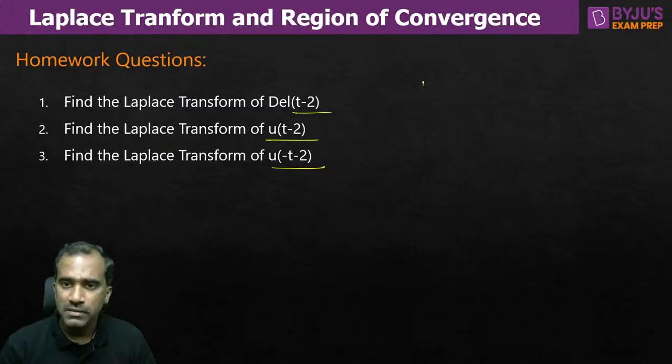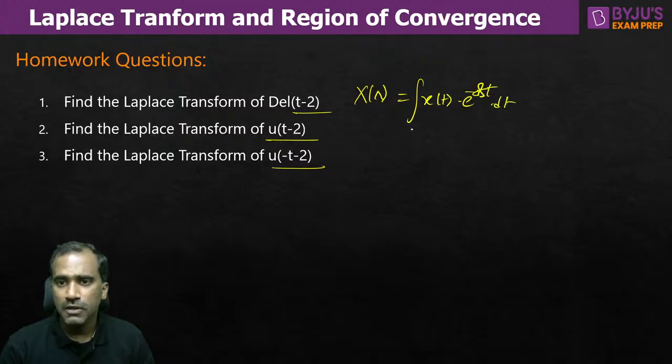Don't use any properties because I want you to understand the basic meaning of the Laplace transform and its region of convergence by using the basic formula. This formula, with e to the power minus st, is what you have to use to find the Laplace transform and region of convergence. Without region of convergence, the answer is incomplete. Is that okay? When you're evaluating this formula itself, you'll get the region of convergence.